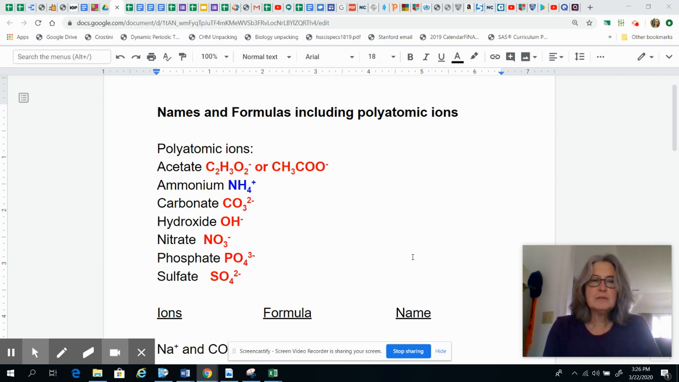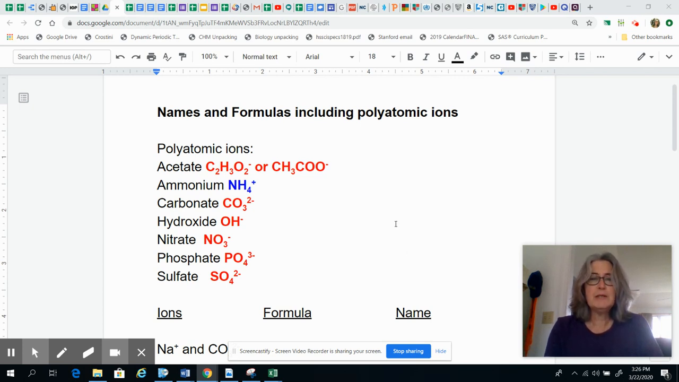Welcome back. Let's take a look at how to write names and formulas for these ionic compounds that include polyatomic ions. The procedure is just the same as for any other ion. Naming them, we name the two ions. You have to remember them because they all have their own individual names. And writing the formulas, we figure out how many of each ion we have, and then we write the ion without the charge with a subscript telling how many.